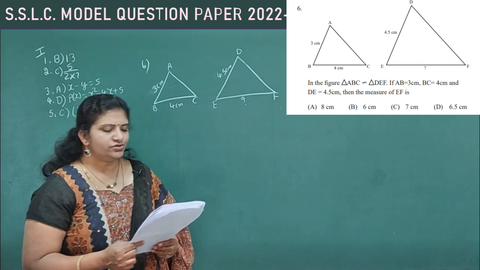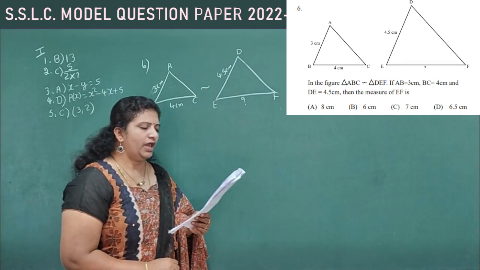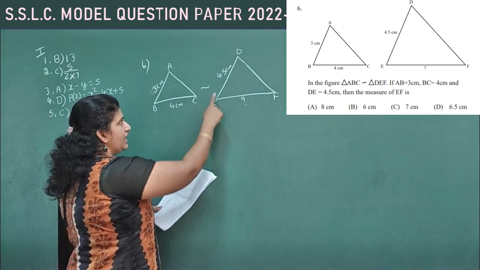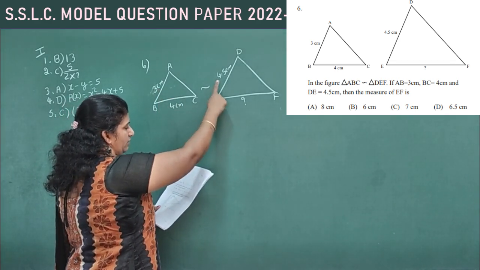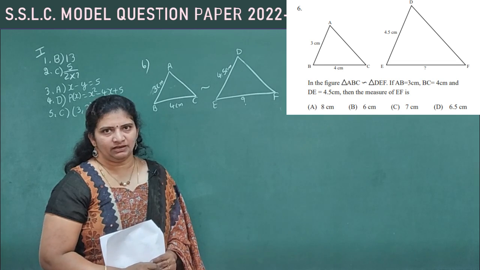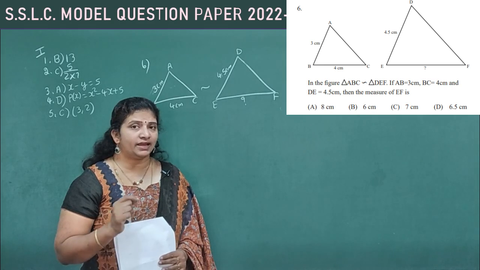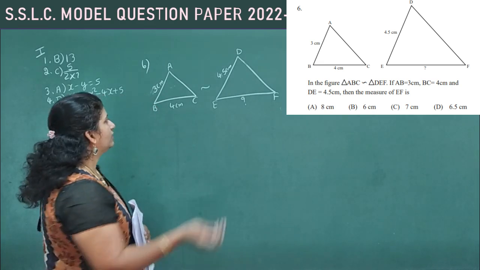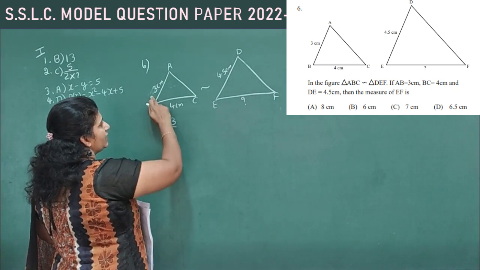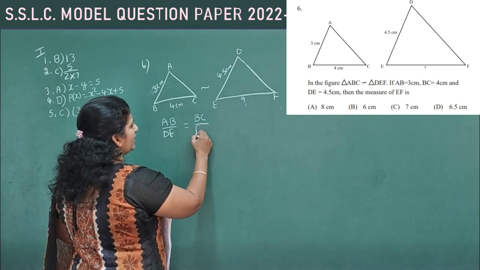Sixth one, you can see two triangles over there. In the figure, triangle ABC similar to triangle DEF. If AB is equal to 3 centimeters, BC is equal to 4 centimeters and DE is equal to 4.5 centimeter, then the measure of EF is. Given the two triangles are similar, immediately we remember a theorem. If two triangles are similar, then their corresponding sides are in proportion. Apply that here. AB by DE, corresponding side, is equal to BC by EF.